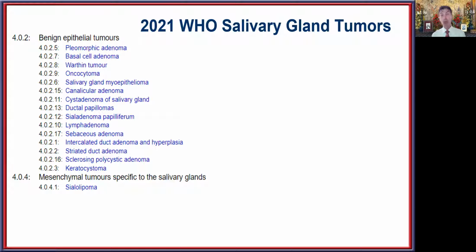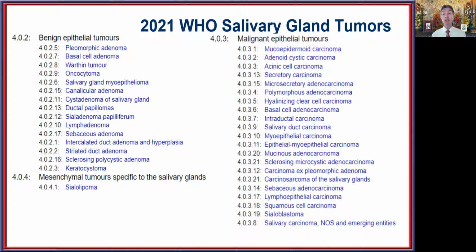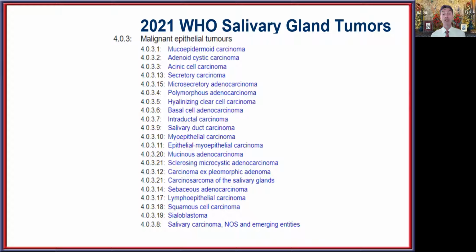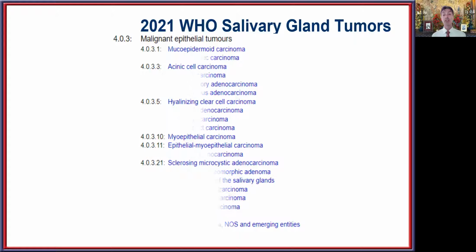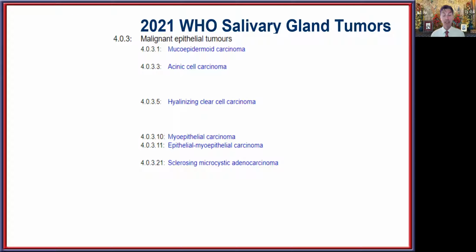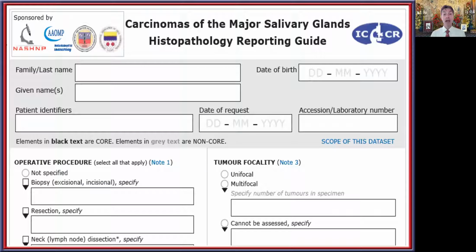So if you think about the 2021 book, which obviously is going to come out this year in 22, you can see the diagnoses under the benign. We do have sialolipoma as a unique mesenchymal entity just found in salivary gland sites only, and then of course the malignant tumor category. So when one looks at the malignant tumor category, what I would like to focus on in the next few minutes of this discussion is really those tumors that fit into the clear cell differential, and I'm highlighting several of them here, and obviously will now present them in a little bit more detail.